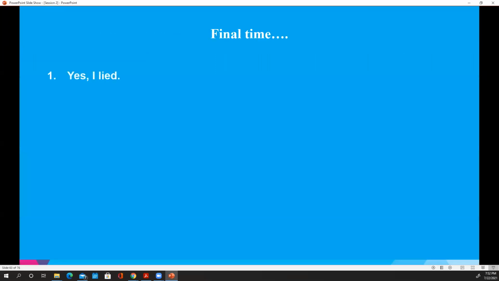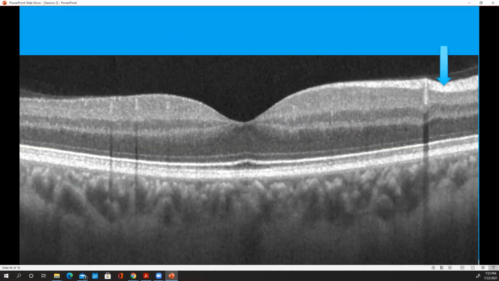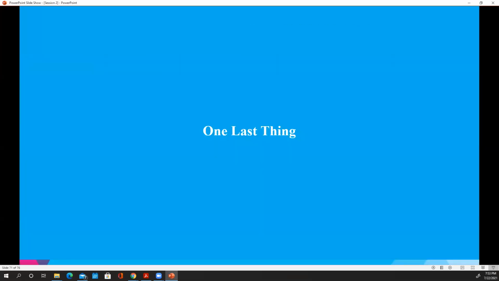Final time, I lied, okay? All right, so here you go. How about this? Nerve fiber layer. How about this line here? Outer plexiform layer. How about this? Inner nuclear layer. You got it, right? How about this? Inner plexiform layer. How about that? Vitreous. Just move the arrow. It didn't change the substance. How about that? Ganglion cell layer. How about that? Outer nuclear layer. You got it.